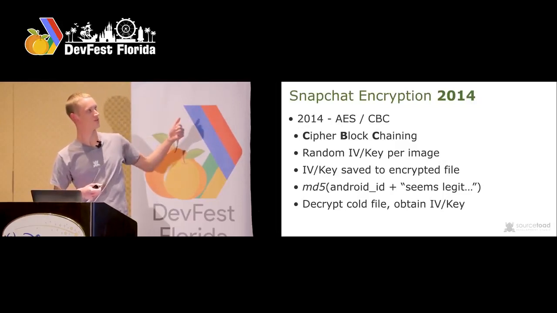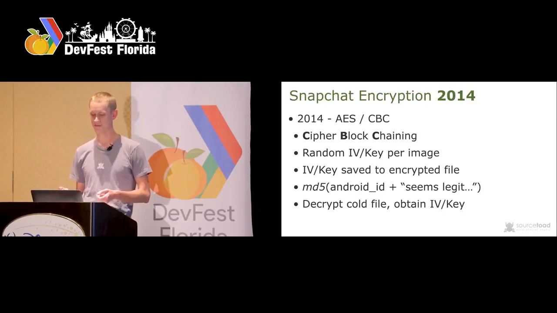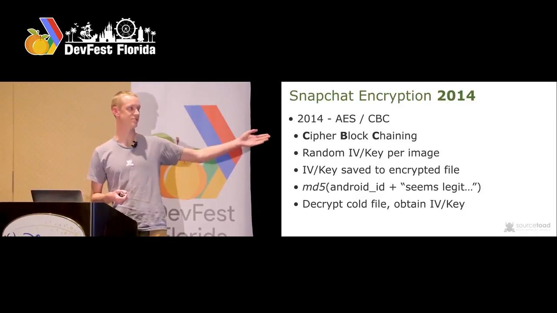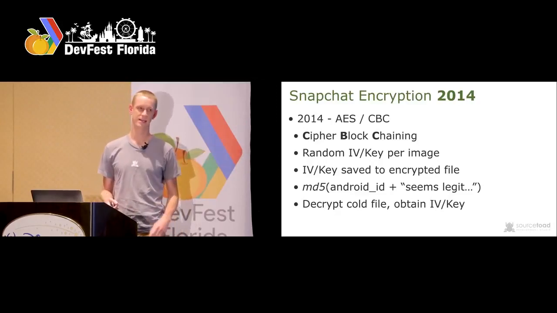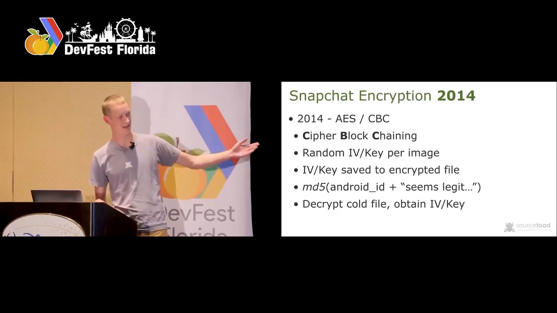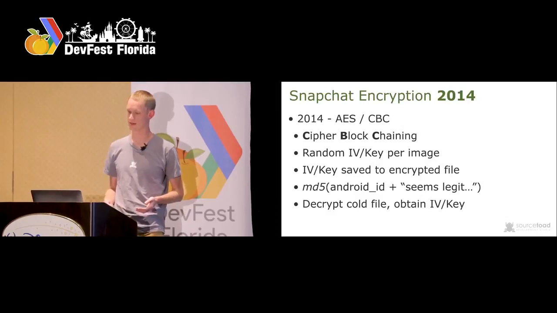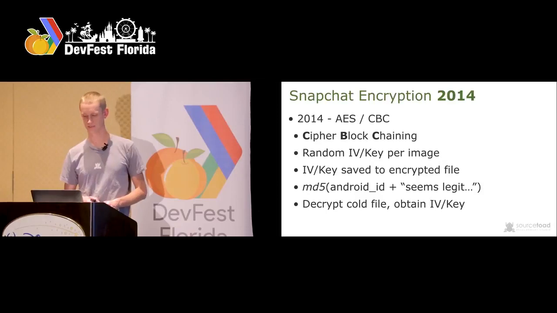So now Snapchat in 2014, we're pretty good. We have an app that generates random IVs and keys for every image and stores them in a file called bananas for some reason. And that file, however, is another thing that's encrypted with static information, Android ID, and "seems legit." So all you have to do now in 2014 is get this file, decode it with that, and you have all the keys and IVs of all the images you haven't viewed in Snapchat yet. So once again, useless. You can view all private images.